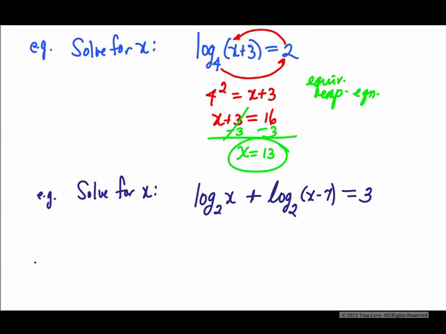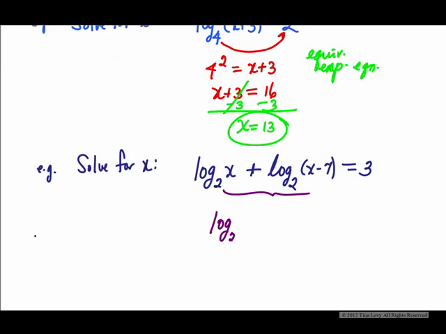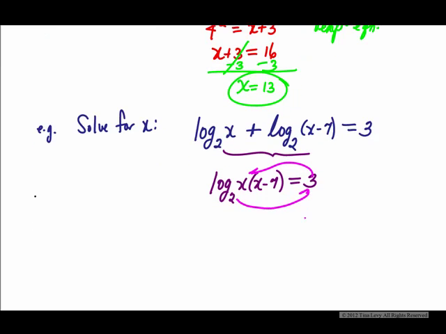In this one, before we can do the equivalent exponential, we have to condense them into one logarithm. So we're going to use our property of logarithms, and this becomes log base 2. We condense them. We have x times x minus 7 equals 3. The minute we have one log, we've got the equivalent exponential. I call this the round robin. And basically that says 2 to the third equals x times x minus 7. And we're now ready to see what that equation gives.